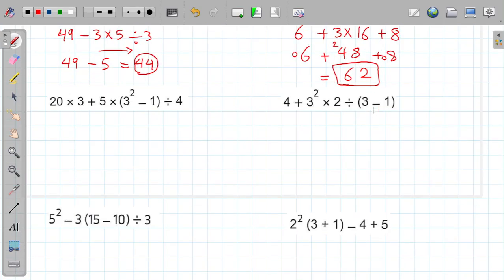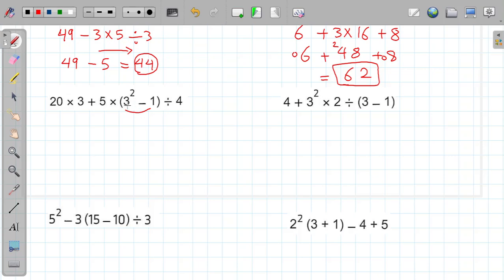Next, we have 20 times 3 plus 5 times parentheses, and what's inside the parentheses is 3 to the power 2 minus 1, and all divided by 4. First, we do what's inside the parentheses, but I have here an exponent and a subtraction. So we do the exponent first, and after that we do the subtraction.